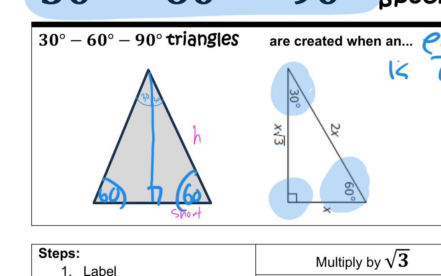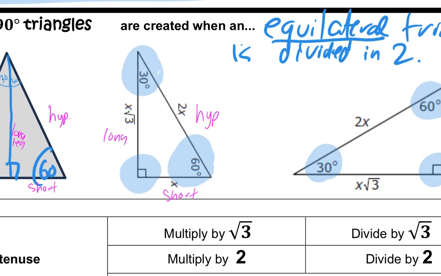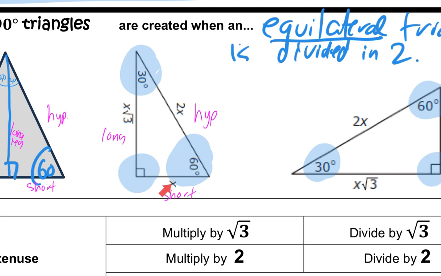Okay, this is the hypotenuse, right? And then this is the long leg. So if we imagine this is the long leg, this is going to be the short leg, and that's going to be the hypotenuse. In that situation, if we know the short value, then we can calculate the long. If we know the short, we can calculate the hypotenuse.